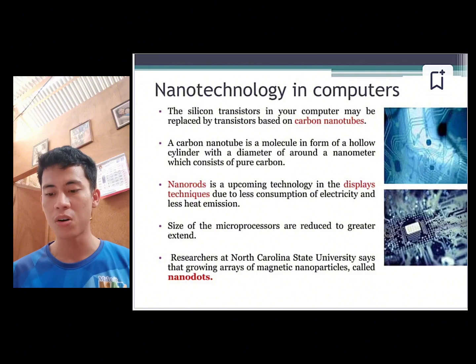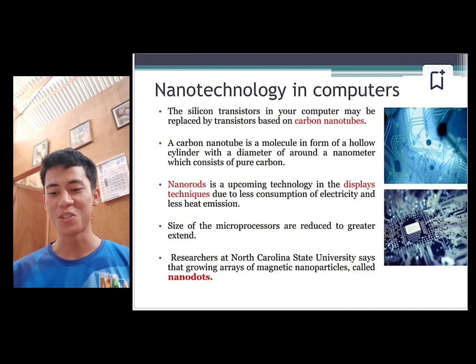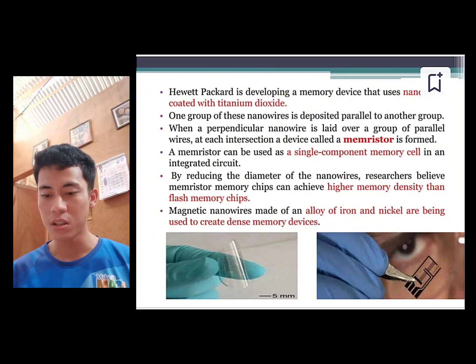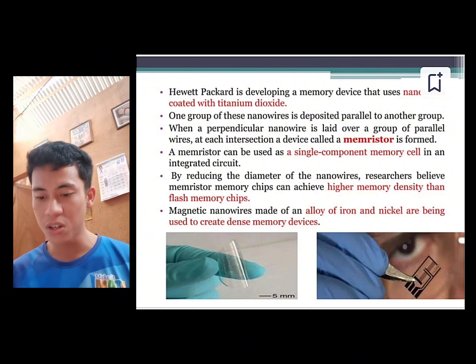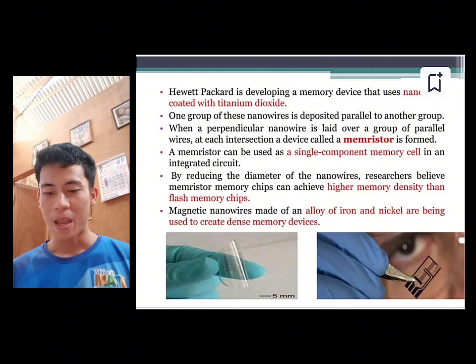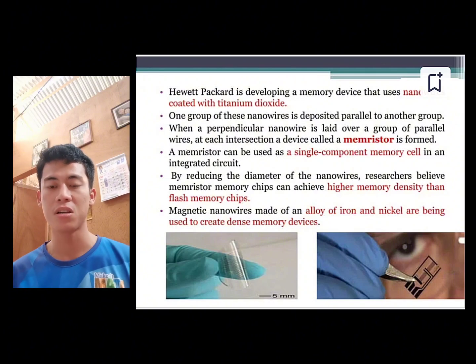Researchers at North Carolina State University are growing arrays of magnetic nanoparticles called nanodots. Hewlett-Packard is developing a memory device that uses nanowires coated with titanium dioxide. One group of these nanowires is deposited parallel, and another group of wires crosses it at an intersection. A device called a memristor is formed. A memristor can be used as a single-component memory cell in an integrated circuit.